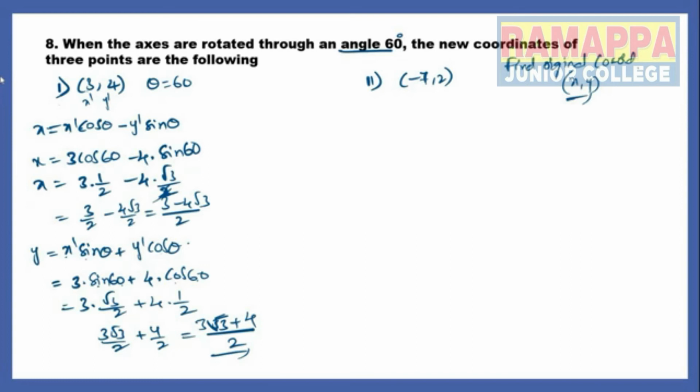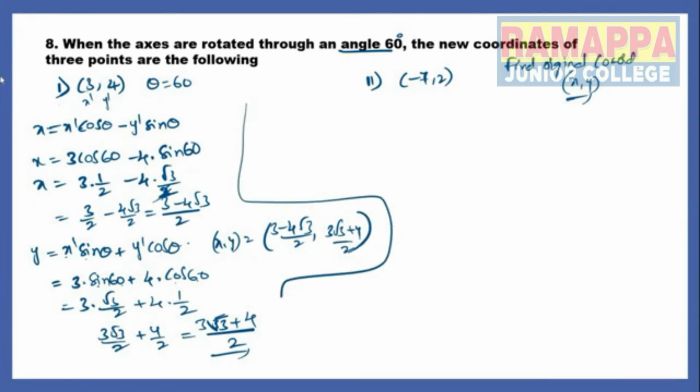What is the old coordinate? x comma y is equal to 3 minus 4 root 3 by 2 comma 3 root 3 plus 4 by 2. This is the old coordinate. So the second one here uses the same formulas.